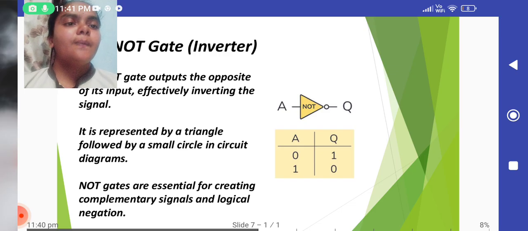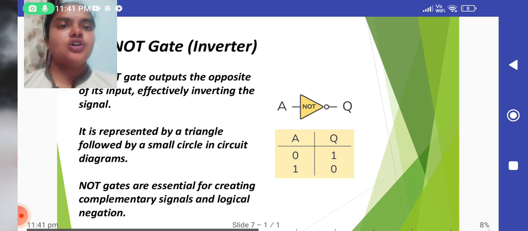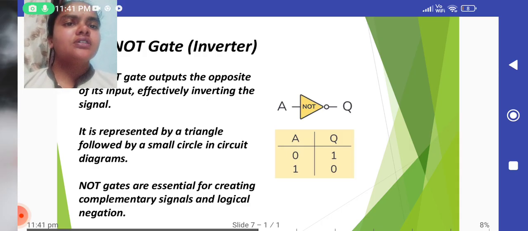The NOT gate is represented as a triangle followed by a small circle. If we give a 0 input, it produces a 1 output. If we give a 1 input, it produces a 0 output. To conclude the NOT gate, if we give an input, it produces the opposite of the input.